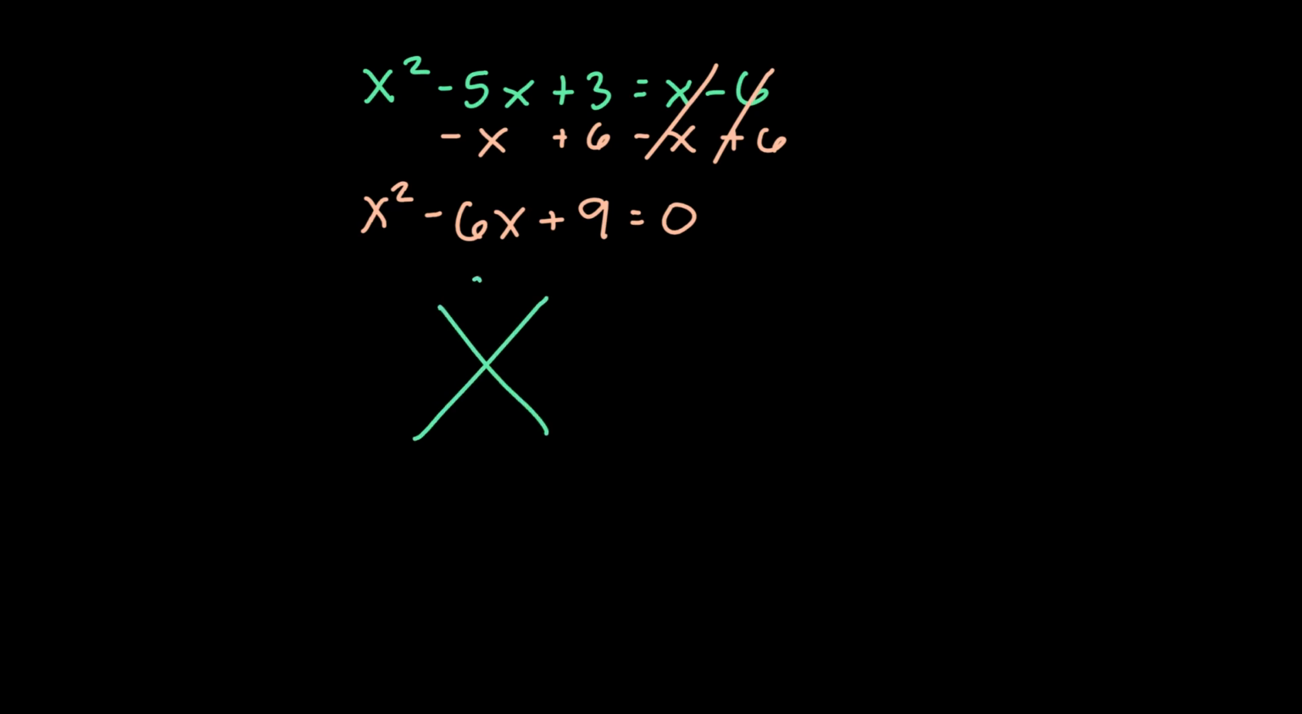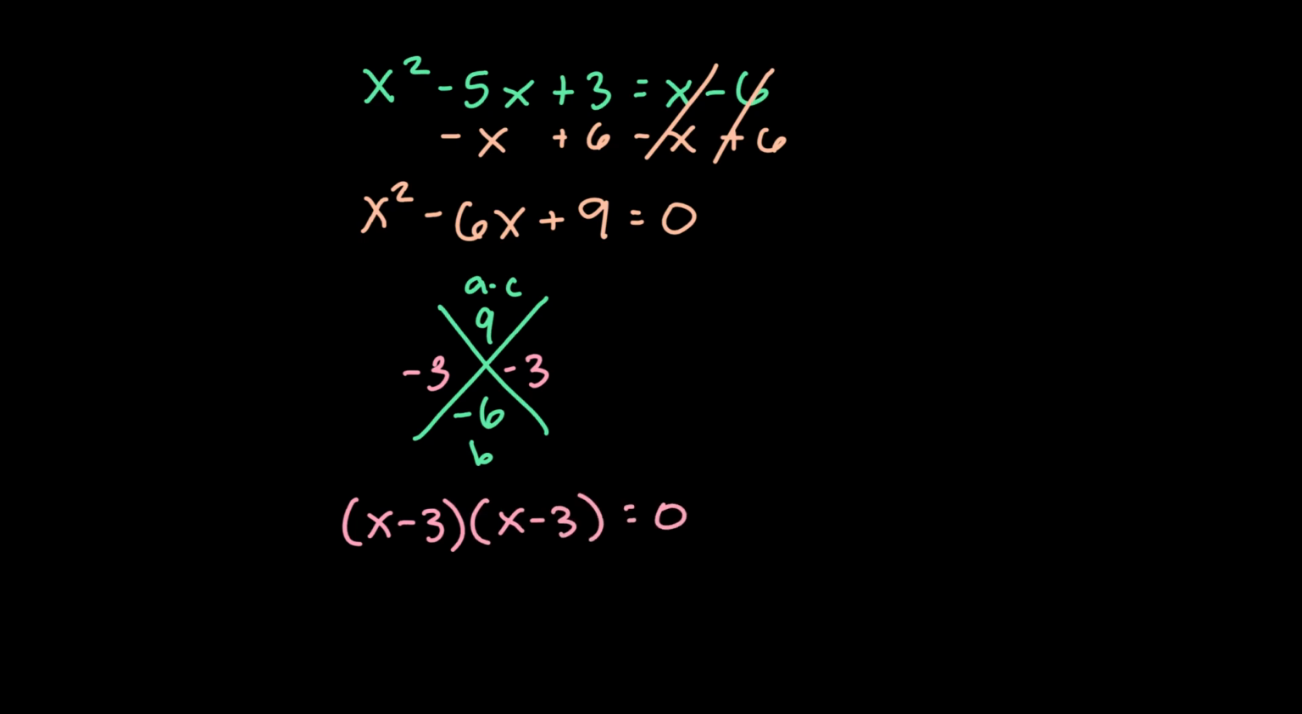What goes up top? 9. What goes in the bottom? -6. What two numbers multiply to be 9 but add to be -6? -3 and -3. So these are my two factors, x minus 3, x minus 3.